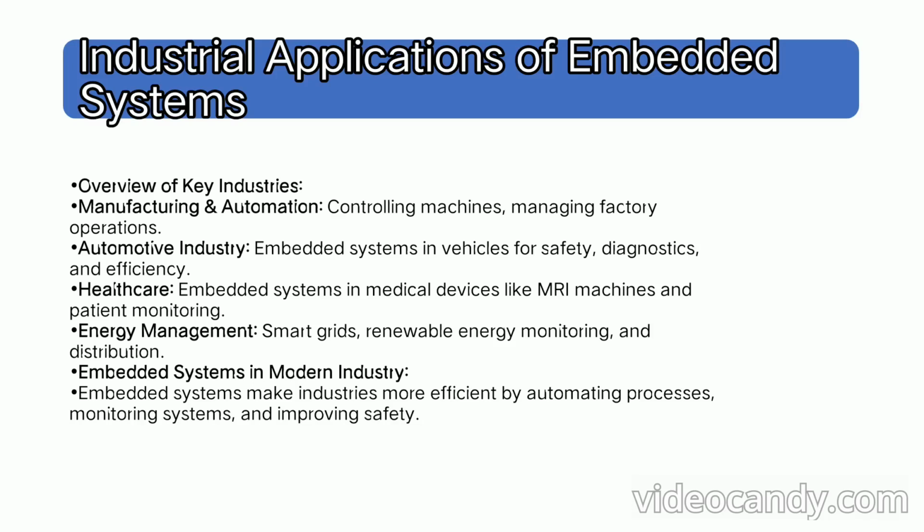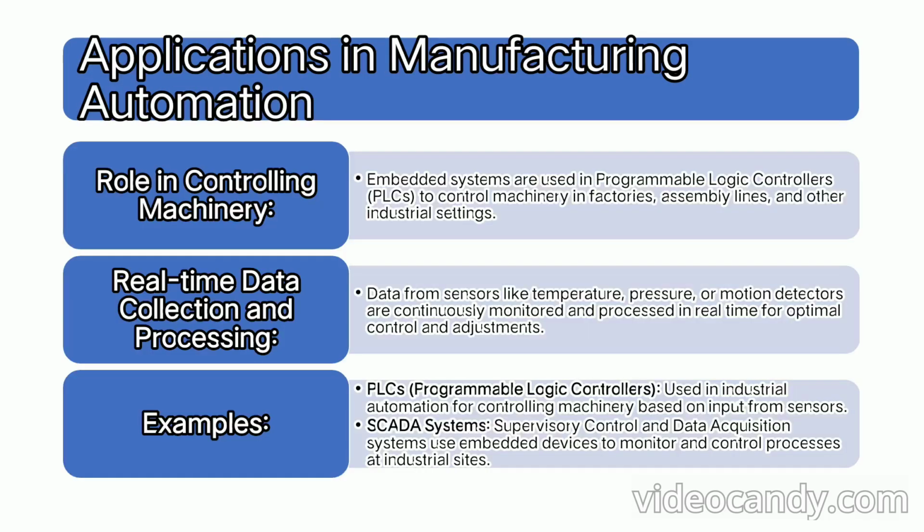Embedded systems in modern industry. Embedded systems make industries more efficient through automatic process monitoring systems and improving safety. Applications in manufacturing automation, right? One by one we are going to see now.